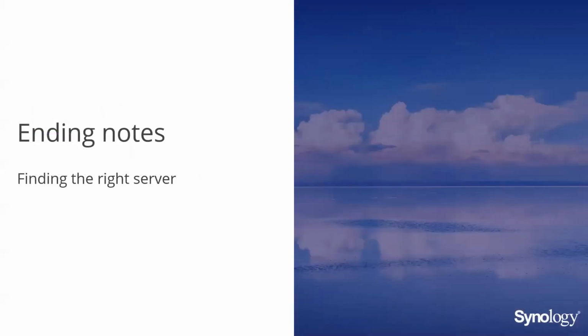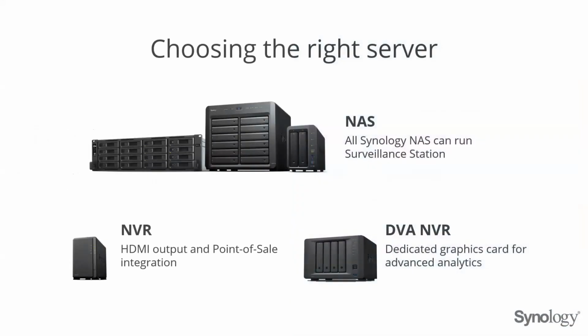Now, before I get going, I really want to give you a head start on how you can find the right device for your needs. As mentioned at the beginning, Synology has tons of different hardware options, and it can feel a little overwhelming. All of our NAS devices can be utilized as surveillance devices, and we also have a line of NVRs as well, which come with a few extra bells and whistles such as point-of-sale integration. Our DVA NVR has a dedicated graphics card that allows for deeper video analytics, such as crowd counting and off-limits area recognition.